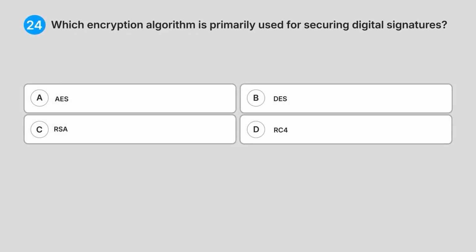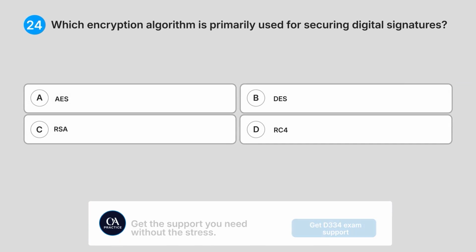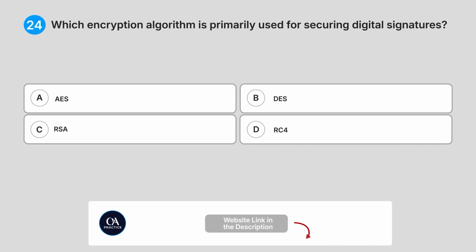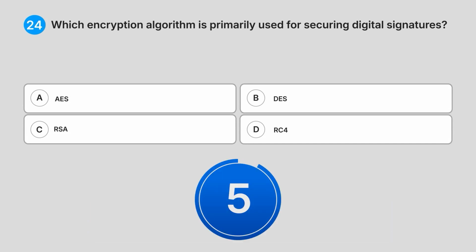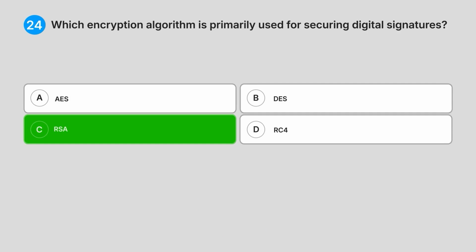24. Which encryption algorithm is primarily used for securing digital signatures? A. AES, B. DES, C. RSA, D. RC4. Do you know the answer? Correct answer, C. RSA.